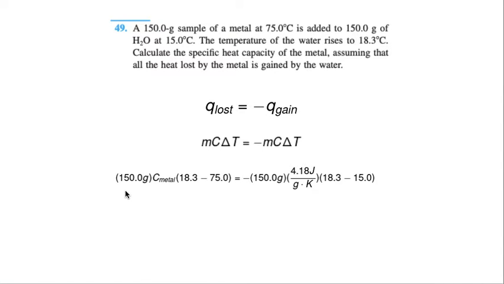And substituting in, we have a 150-gram sample of the metal. We have the final temperature of the metal, which is the same as the temperature of the water. We're assuming that the whole mixture, the metal and the water, are equilibrated. That is, their temperature is equivalent. And we have the initial temperature of the metal, 75 degrees Celsius. And that will be equal to negative 150 grams of the water times the heat capacity of the water, times the final temperature of the water minus the initial temperature of the water. And then we can solve for the heat capacity of the metal.